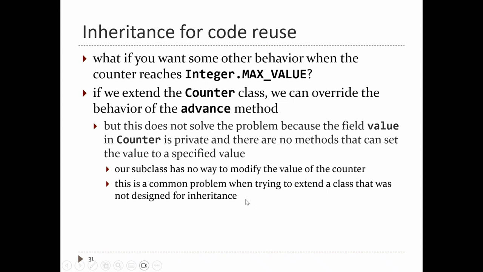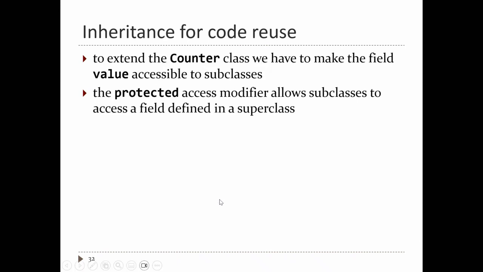And so this is a very common problem when you decide to use inheritance for code reuse. It could be the case that the class that you're trying to inherit from was never intended to be used in an inheritance hierarchy. And so in this case, the field is private. Okay, so you decide, well, all right, fine. I have access to the source code for counter. I would like there to be different types of counters that behave differently when you hit the maximum value.